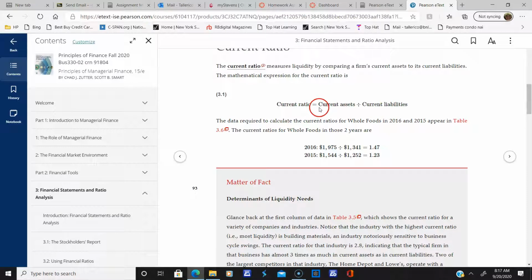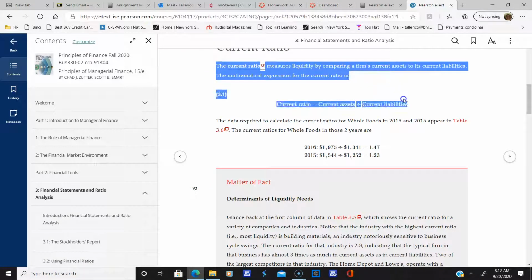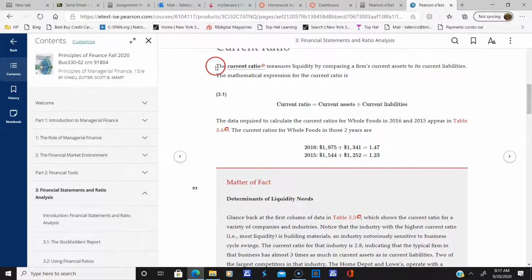The current ratio is equal to the current assets divided by the current liabilities. Both of those will come off of the balance sheet, and everyone should know that by now.